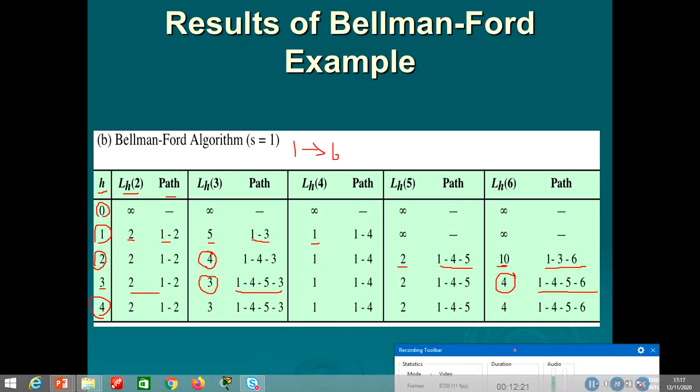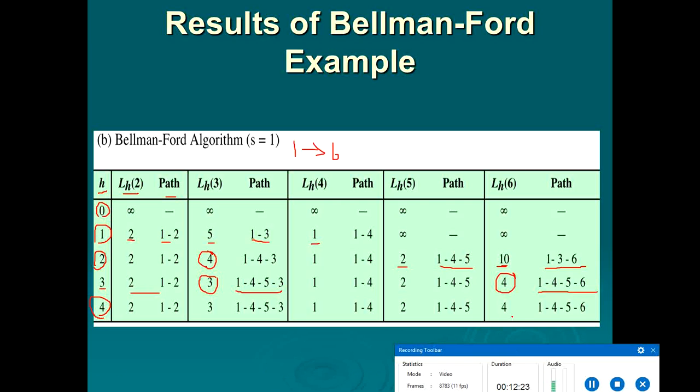So the cost of reaching node 6 is 4, and the path is 1, 4, 5 and 6. The cost of reaching node 5 is 2, and the path is 1, 4 and 5. Similarly, the cost of reaching node 4 is 1, and the path is 1-4. And the cost of reaching node 3 is 3, and this is the path.